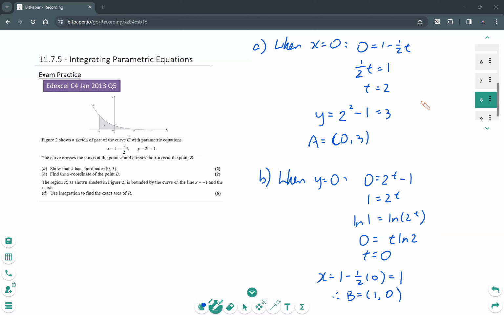Well, here are the answers for Part A and Part B. So A is on the y-axis. Y-axis means x equals 0. So you substitute x equals 0 and find the value of t. And then once you find the value of t, you substitute into the y equation, and you find the y coordinate. On B, you do the opposite way around.